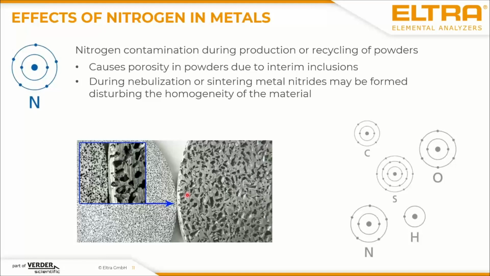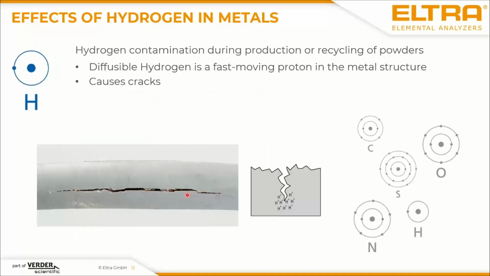So nitrogen contamination during the production and recycling of powders may happen, and it is very important to control the level of nitrogen in your starting product, the powder, and in your final product, the one that is printed after your process. And hydrogen, again, is also quite nasty.